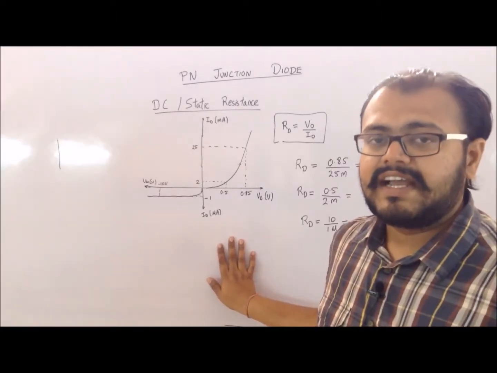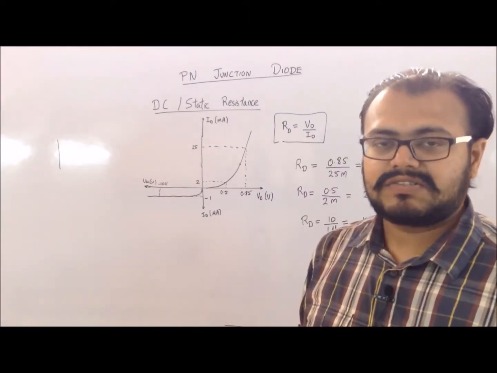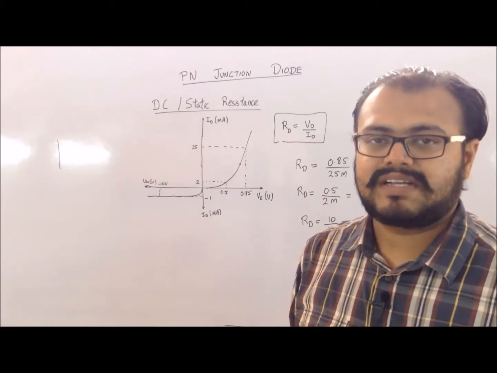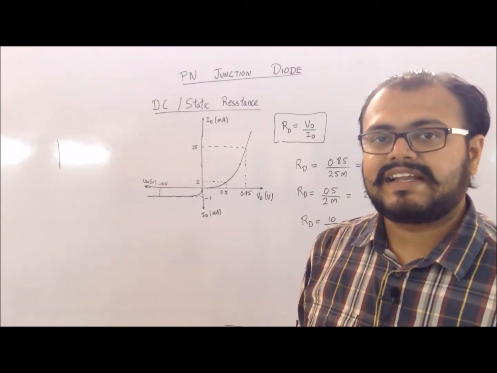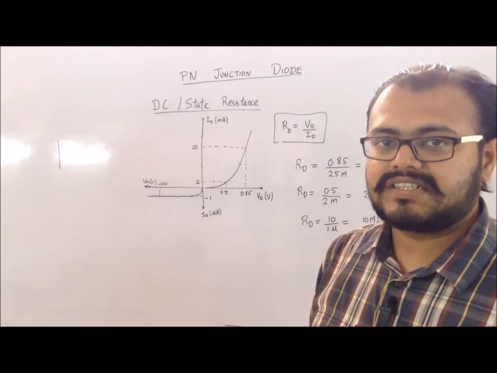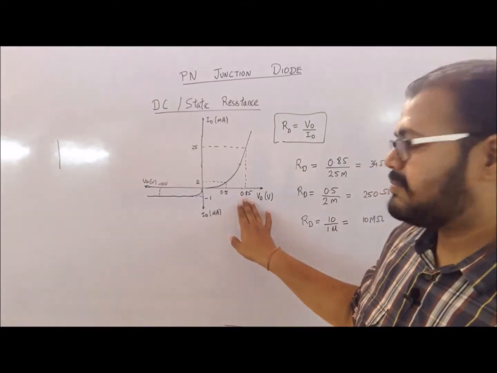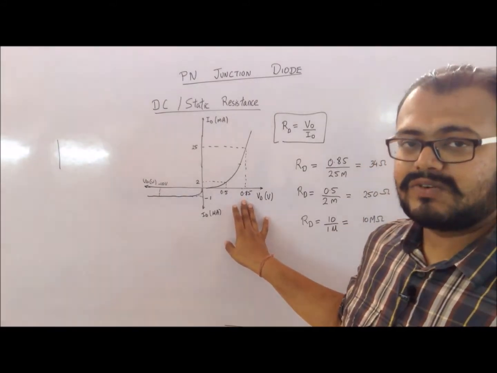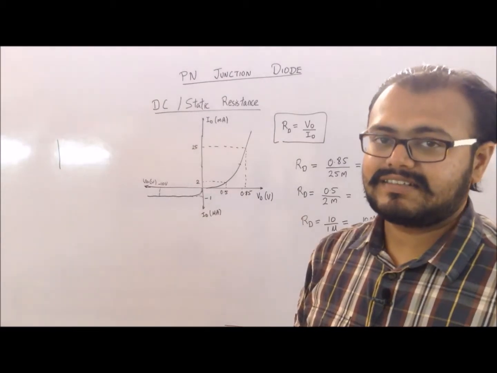In this figure, I have represented different values of voltage applied to my diode and the corresponding currents flowing through the diode. Over here, 0.85 is a voltage which is greater than the knee voltage.